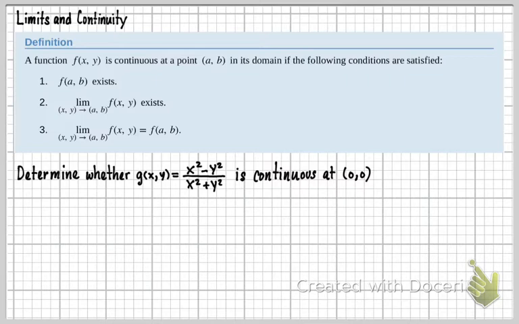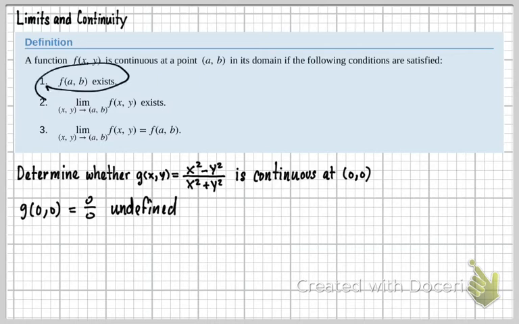So let's take a look at our problem here. It says determine whether g of xy equals x squared minus y squared over x squared plus y squared is continuous at 0, 0. And right away, if I plug in 0, 0, so I'm looking at g of 0, 0, what I notice is I end up getting 0 over 0, and that's undefined. So that means f of ab does not exist. So this implies not continuous. So it's really that easy when I go through this.